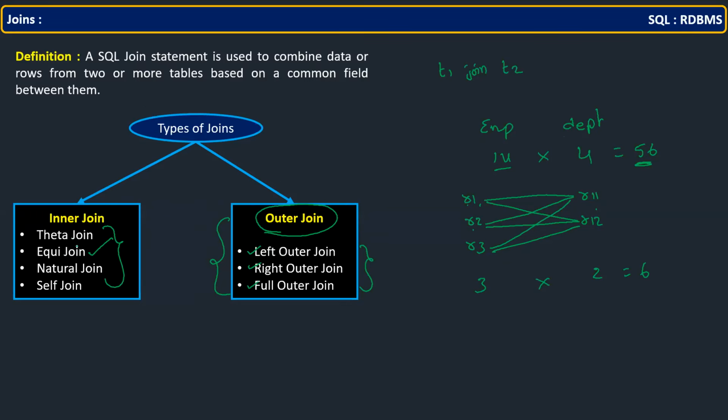Now here, if you see the inner join and outer join, nothing is there in these two. In the inner join, theta join, equi join, natural join, and self join are there. All these are very simple things. Let us see.